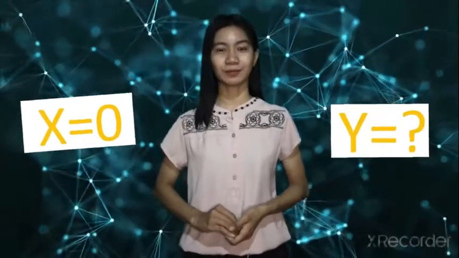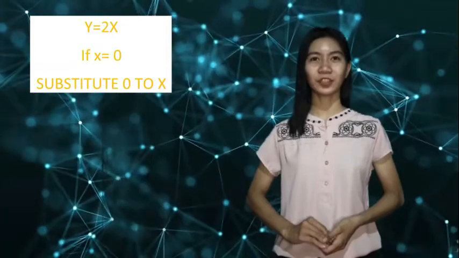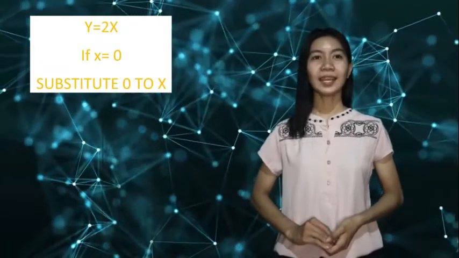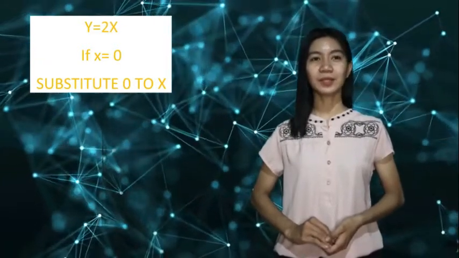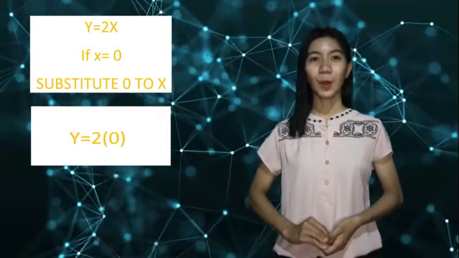Moving on, let us assume that the input value of x is 0. What do you think is the output? If your answer is 0, then you're correct. How did we get the answer? The answer is obtained by substituting the value of x into the algebraic function. Hence, y equals 2x becomes y equals 2 multiplied by 0. So, the answer is 0.